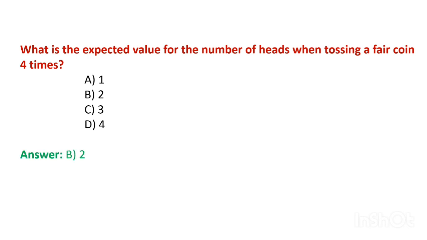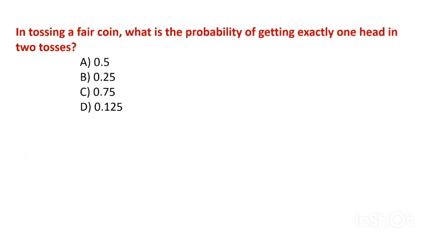The expected value is the mean of outcomes. For 4 tosses, the expected number of heads is 4 times 1/2, that is 2. Answer is B. In tossing a fair coin, what is the probability of getting exactly one head in 2 tosses?